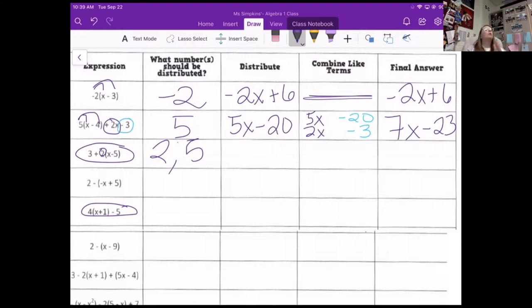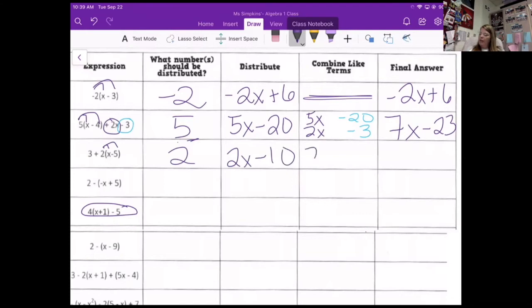So let me explain why we should not do that. Because you want to distribute 2, okay, not 5. Technically, this 2 is being multiplied by x and -5. And if we're following order of operations, we want to go parentheses, exponents, multiplication and division comes before addition and subtraction. So we want to do that multiplication, then we want to add that 3 at the very end. So let's go ahead and distribute a 2, not a 5. So that would give us 2x minus 10.